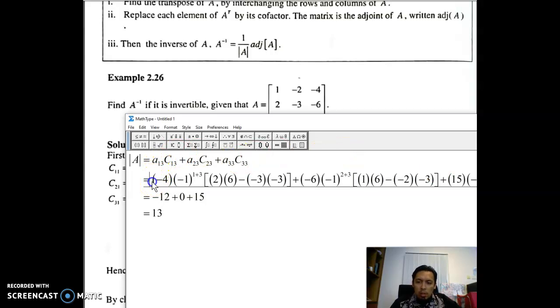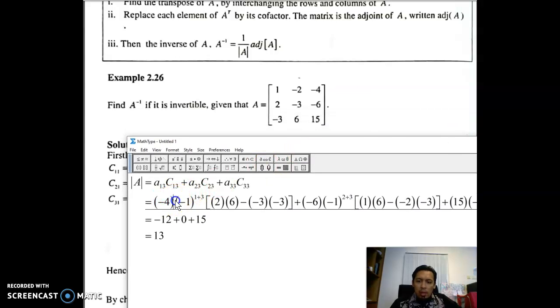Okay, so this is the element of A13, which is negative 4. And this is the calculation for C13, where you have this as the minor, right? If you can remember, negative 4 is the element, so the minor will be those outside its column and row, which is this. So 2 times 6 minus negative 3 times negative 3. This is what I did here.